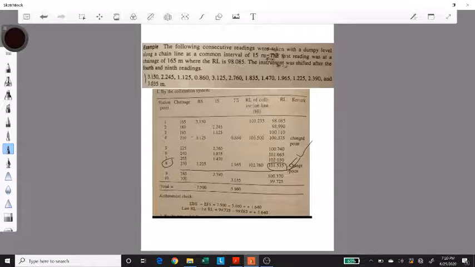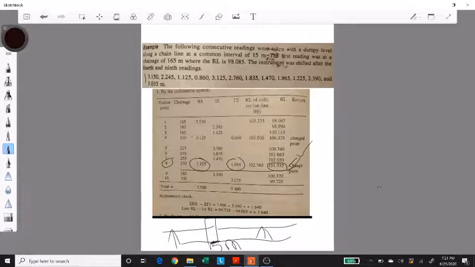Since we have the reduced level, that means there is this point on which we took one reading from the previous setting, and that was the foresight in the previous setting. Using the previous height of the instrument and previous foresight, this point became our benchmark. We found out the reduced level of the point, which is 101.535. Then we changed the setting of the instrument, and now we need to find out the new height of the instrument. On the same point, we took a new backside, which is 1.225.